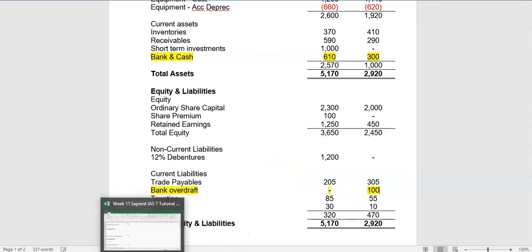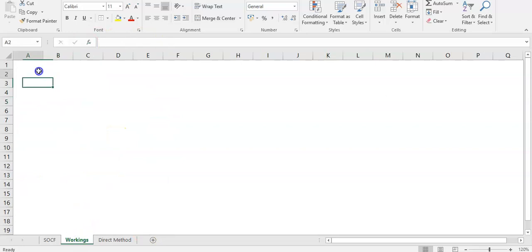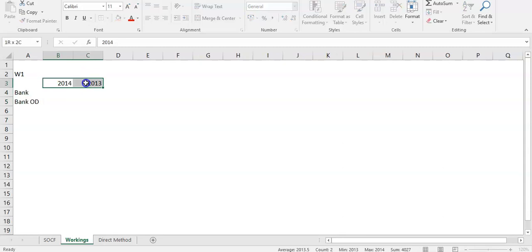So if we come back, I'm just going to do it in Excel and I'll put this up on your loop page for working one. We're going to look at 2014, and we're going to look at 2013. And we're going to look here at the bank, and we're going to look at bank overdraft. And that will give us our total cash and cash equivalents for the period.